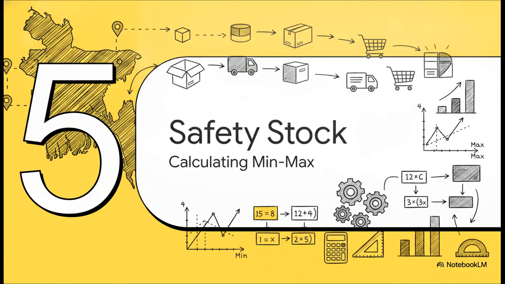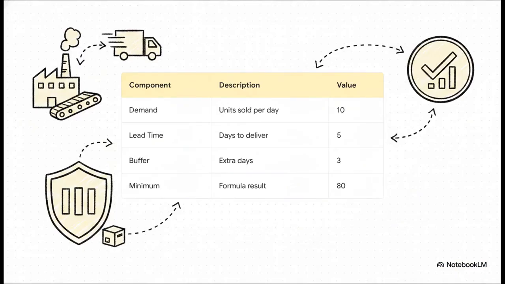Let's slide into Section 5, calculating your safety stock. Because you really can't set up those automated rules without getting the local supply chain math right first. So let's cleanly break down the minimum stock formula. It's actually pretty straightforward. To find your perfect reorder trigger, you just multiply your average daily demand, let's say you sell 10 units a day, by your supplier's lead time. If they take 5 days to deliver, that's 50 units. Then you throw in a safety buffer for those unexpected delays, maybe an extra 3 days worth. Add them together, and you instantly have your exact minimum stock threshold. In this example, 80 units.